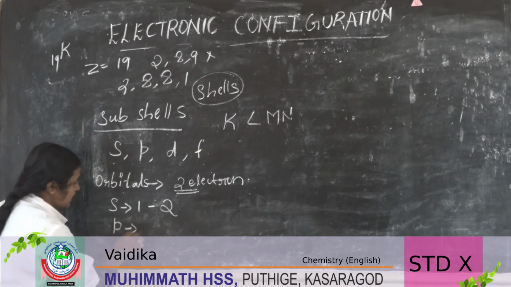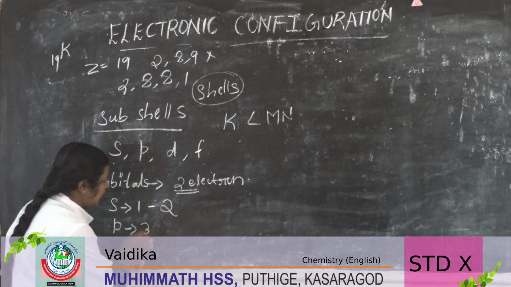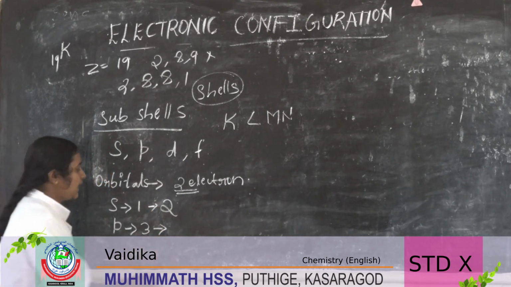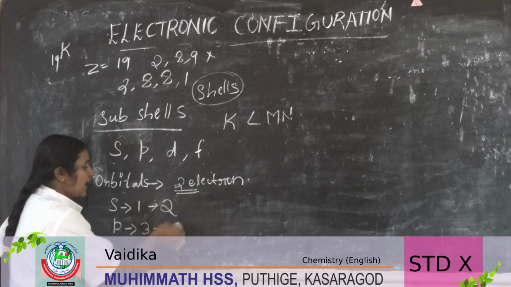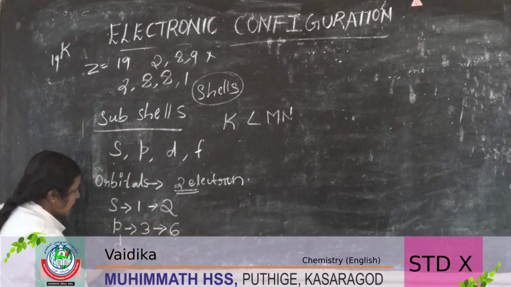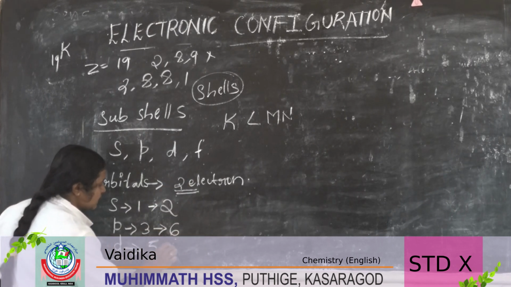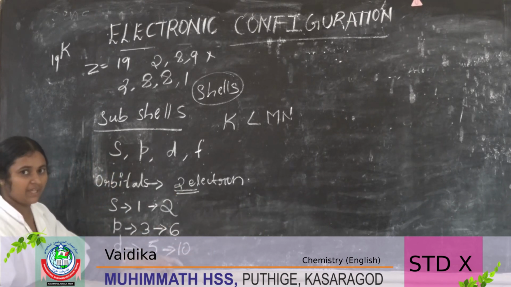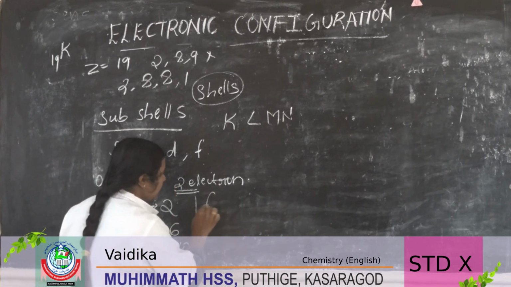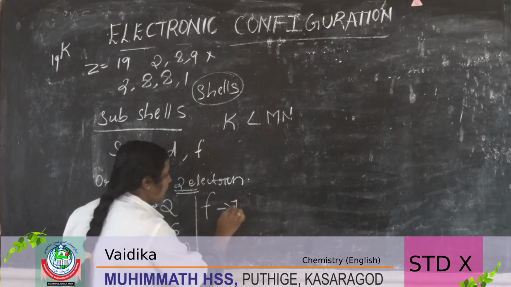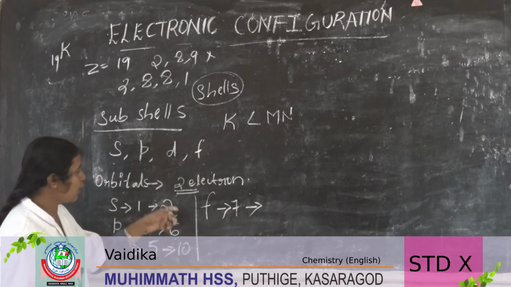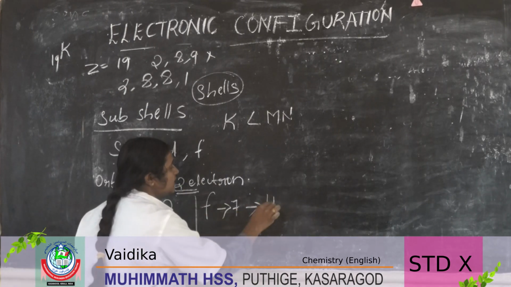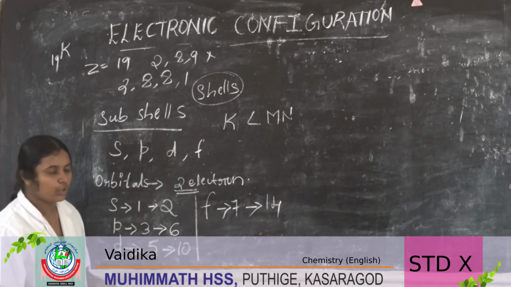In the P subshell, there are 3 orbitals. So how many electrons can be occupied? It will be 6, 3 twos are 6. In the D subshell, 5 orbitals are there, so 5 into 2 are 10 electrons can be accommodated. In the F subshell, 7 orbitals are there. So how many electrons can be occupied? 7 into 2, how much? 14 electrons can be occupied.